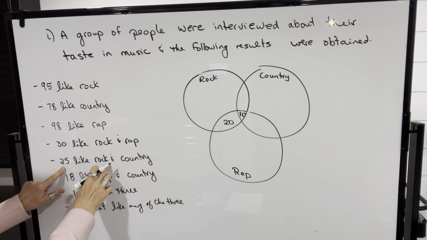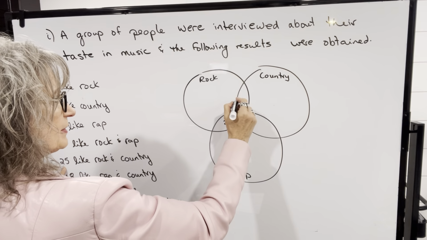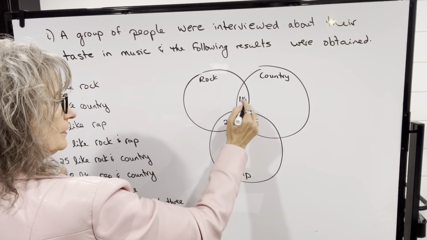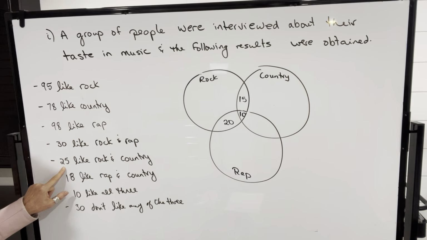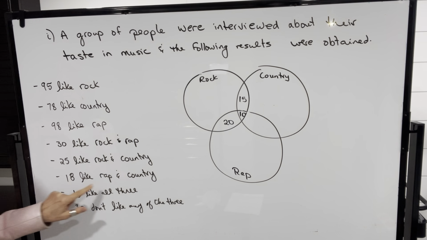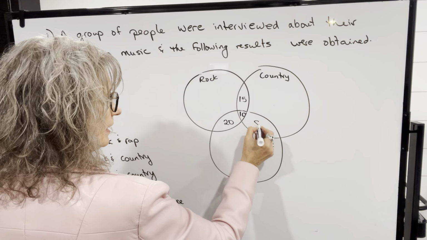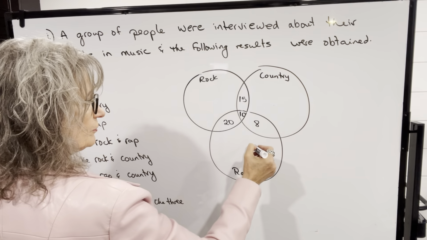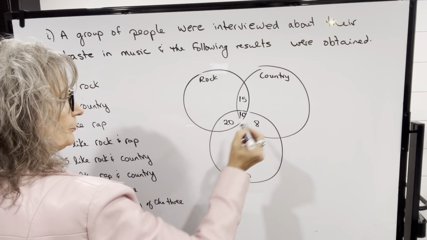Similarly, if 25 like rock and country, 10 are in the one that likes all three, so that means 15 more, or 15 are outside of that part, and just like rock and country. 18 like rap and country, so if we take 10 away from 18, we have 8 that like rap and country, just the 2 of them, but 10 like all 3 of them.